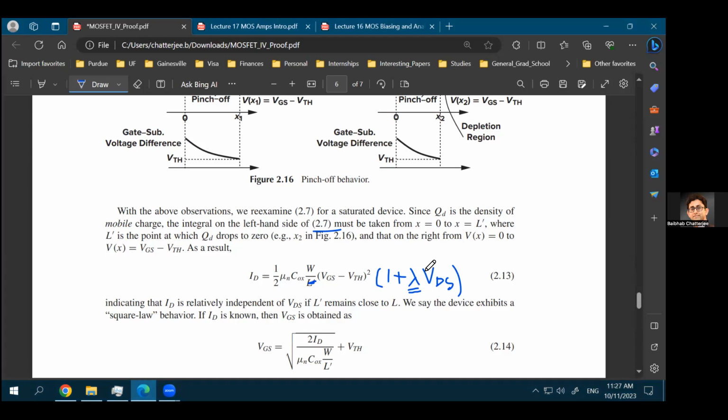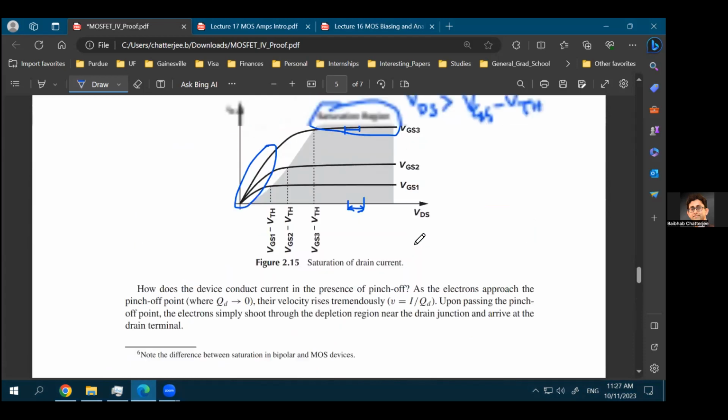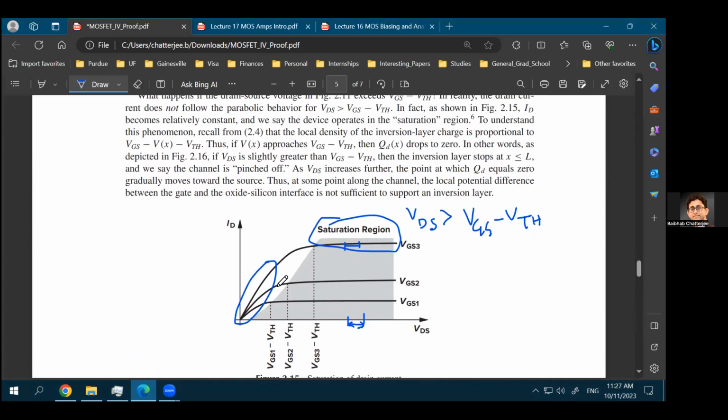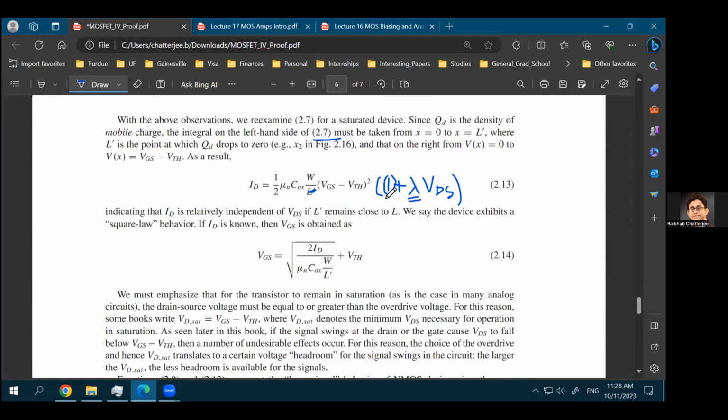So if you apply an additional VDS of 1 volt, instead of 1, this will become 1.1, because lambda is equal to 0.1. So this is a small change, let's say a 10% change in the ID, but that also means that as you change your VDS, you'll see a slight increase in your ID. So ID will not be perfectly constant, but there will be a slight increase in ID even in the saturation region. That's the implication of this additional 1 plus lambda VDS term.